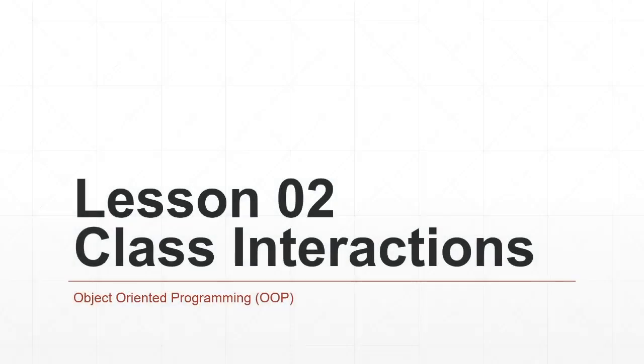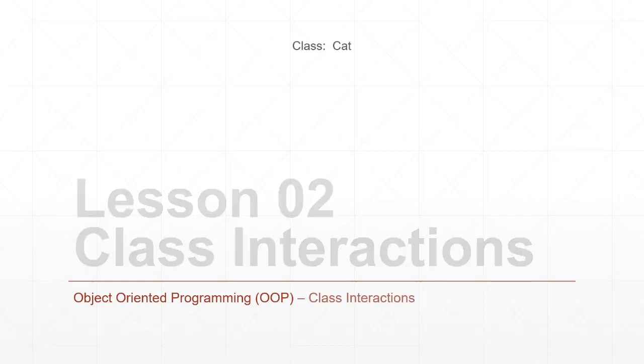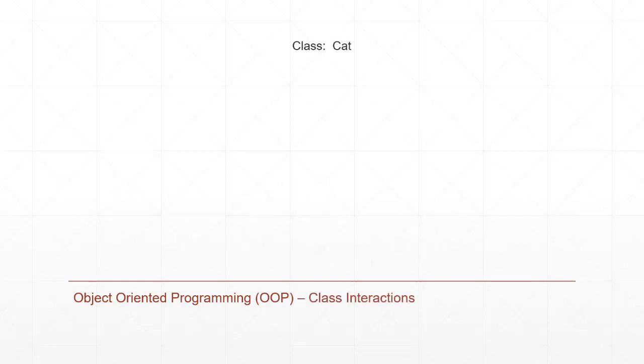So let's do some class-to-class interactions. In the prior video, we created a class called cat. Now we remember what the attributes were. They were name, age, and sex. And what were some of the methods that it could do? Well, it could talk, which really just says meow, and it can have a birthday.